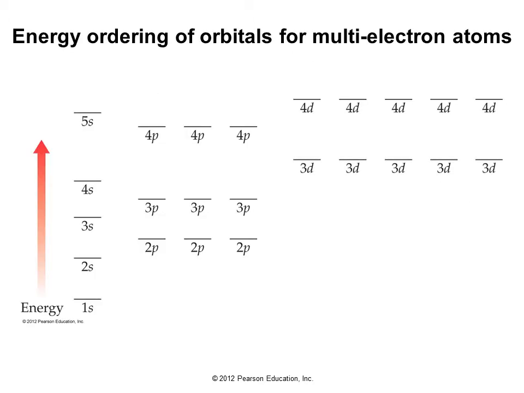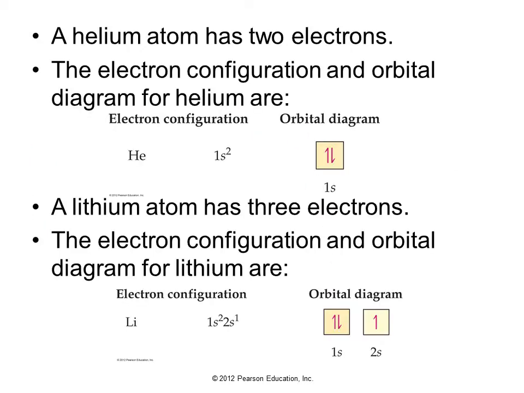Here's the order of filling the orbitals. The lowest energy is 1s, which can have 2 electrons, then 2s, then 2p, then 3s, 3p, in this kind of zigzag manner. After the 4s, you can start filling 3d, then 4p, and then 5s, and then 4d. It'll become clearer to you.